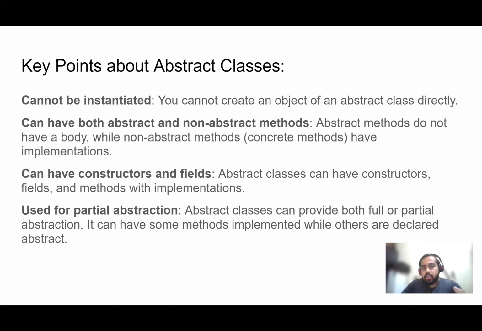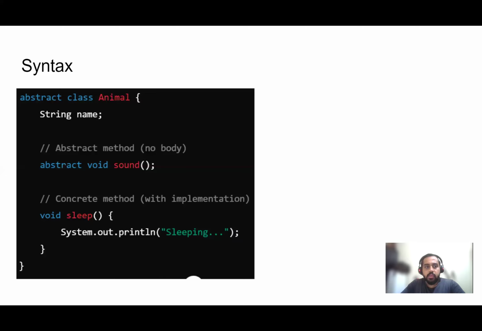Okay. So it all depends on our requirement. Let's see the syntax. See, I declared a class called Animal. I initialized one field, a string name, and I created one more method called sound, whose return type is void, which means it doesn't return anything, but I'm not giving any body here.